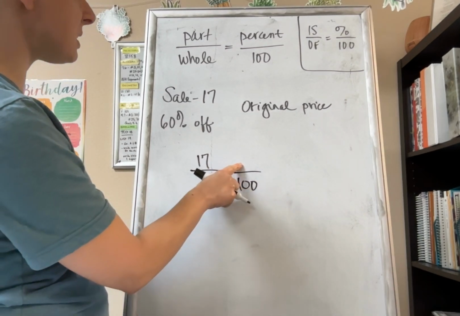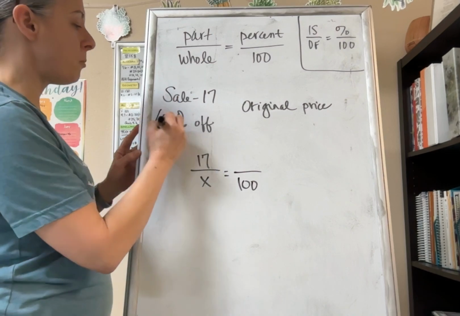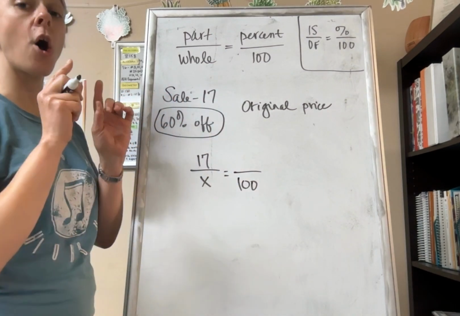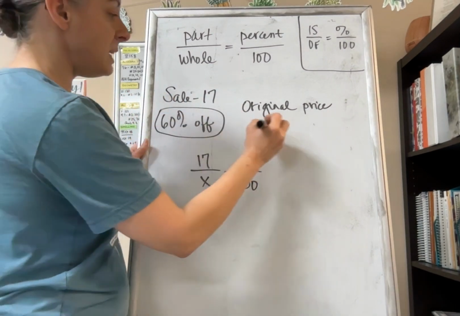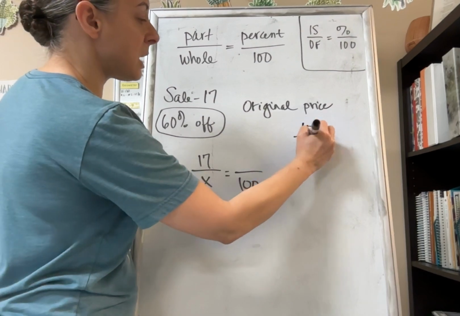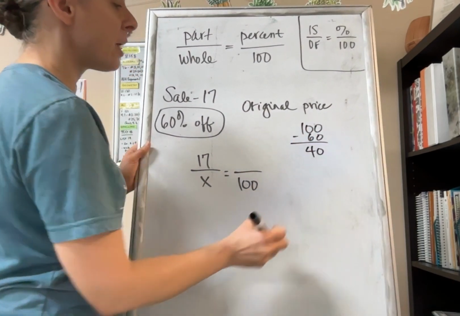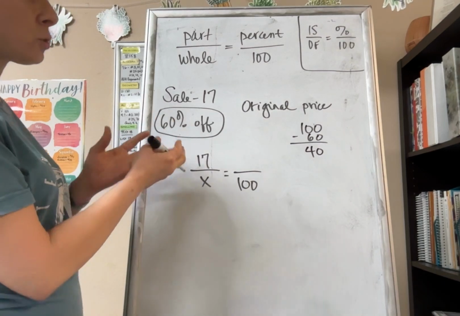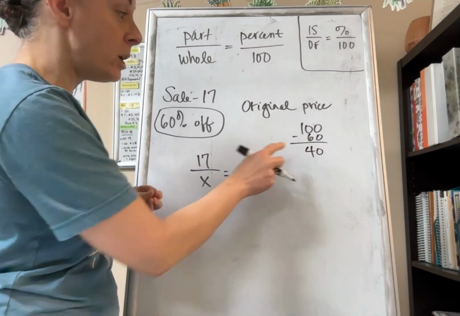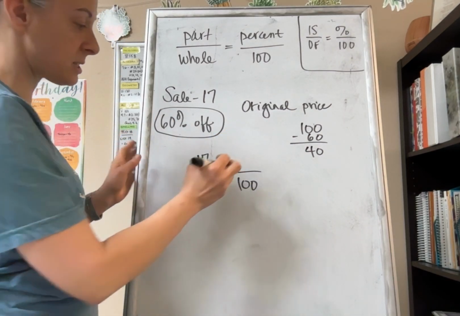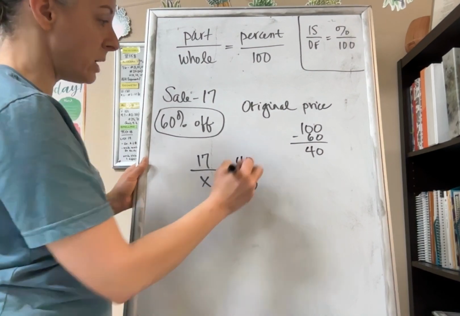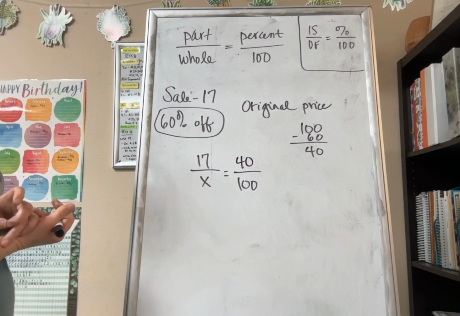Am I going to put 60% here? No, because it was 60% off. So that means they took 60% off of the entire price, which was 100%. So that means the $17 I paid is 40% of the original cost. So I'm going to put 40 here as my percent.